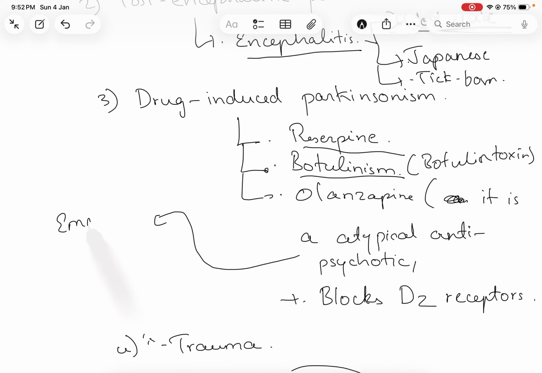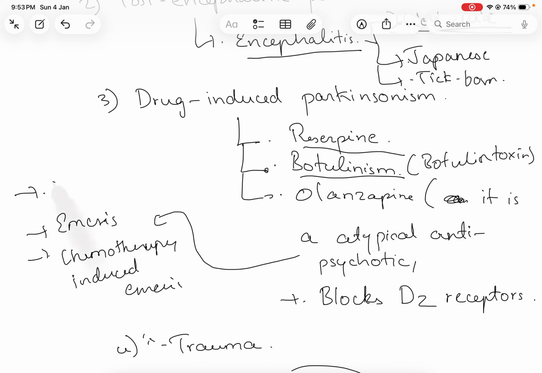emesis or vomiting, either due to chemotherapy-induced emesis, or during pregnancy. It is also used for hyperemesis gravidarum. In hyperemesis gravidarum, we usually go for the first drug, clozapine or any other antipsychotics.